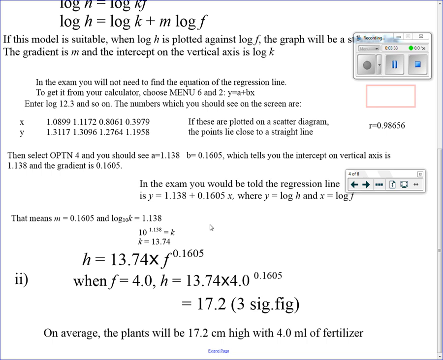And then we can write h as a function of f. And if we know a value of f, we can find h. Because we're dealing with random variables, what we can say is that on average, the plants will be 17.2 centimeters high with 4.0 milliliters of fertilizer.